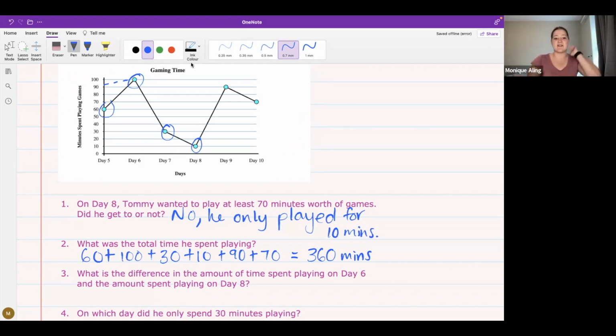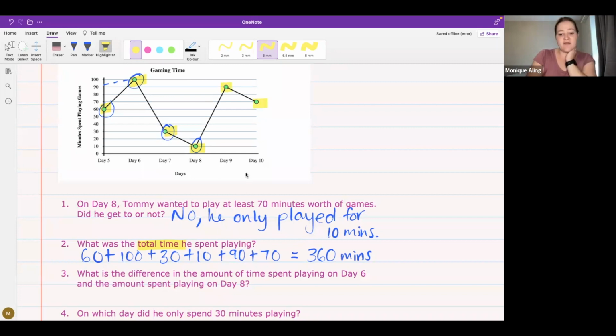Okay, so just to clarify, guys, in the question, they asked us for the total time. And every day we got a certain time, how many minutes he played per day. So when we want the total, we have to add everything together. Okay, keyword there was total.